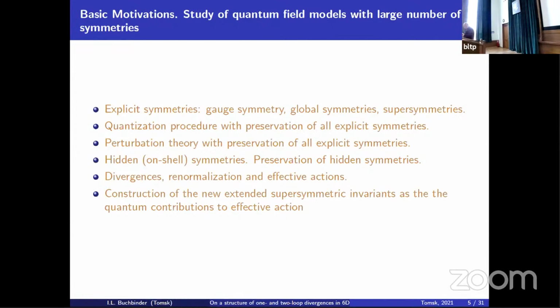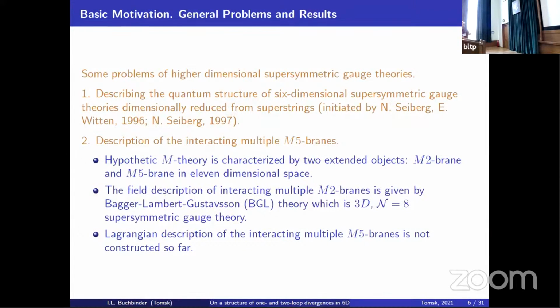Another interesting point of extended supersymmetric field theories is the possibility to construct new supersymmetric invariants as corrections to the effective action. Sometimes the new invariants are very important for different aims. For example, in cosmology, people try to construct new supersymmetric models, and they need some new invariants. Okay, so let's continue the motivations.